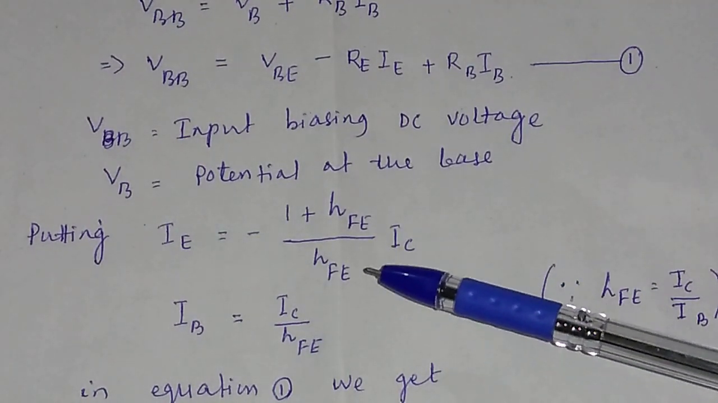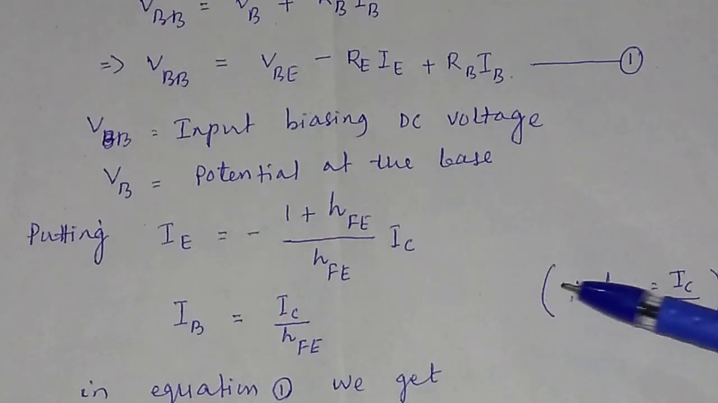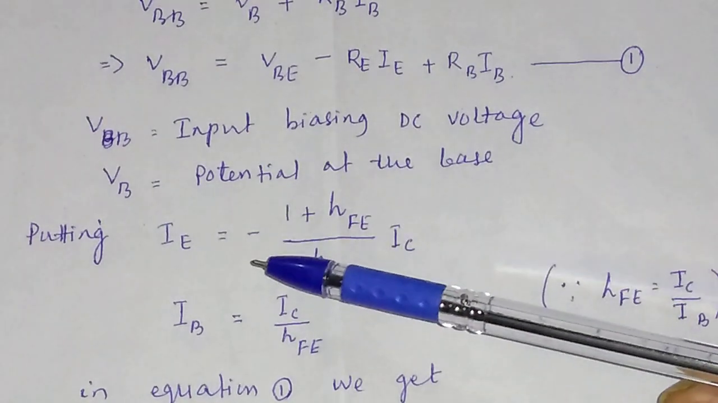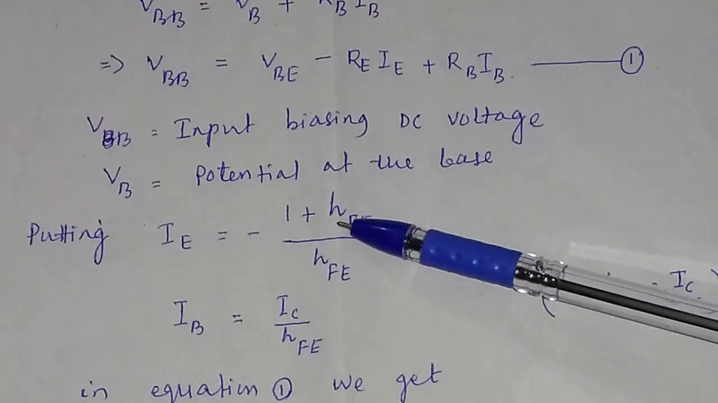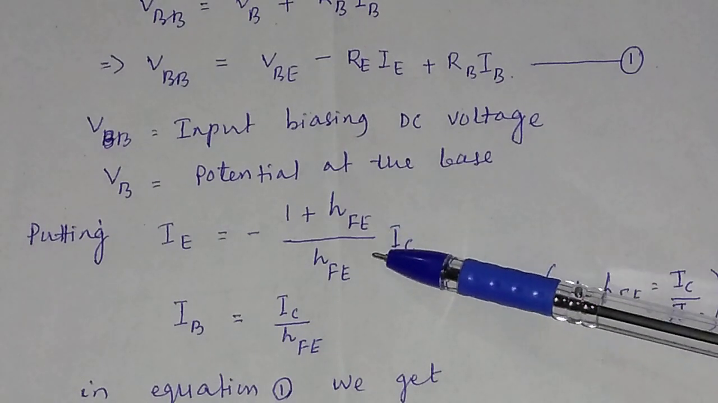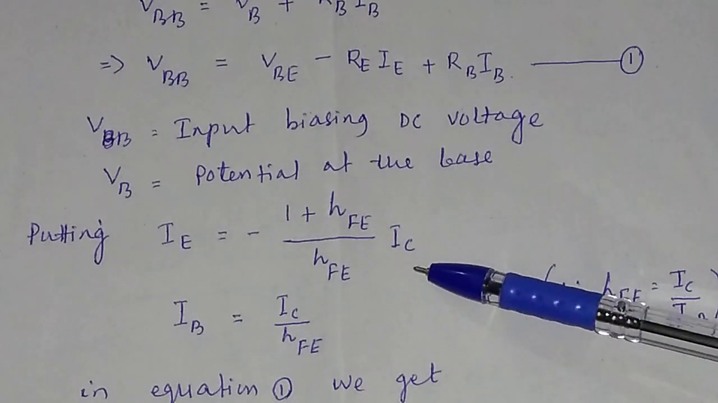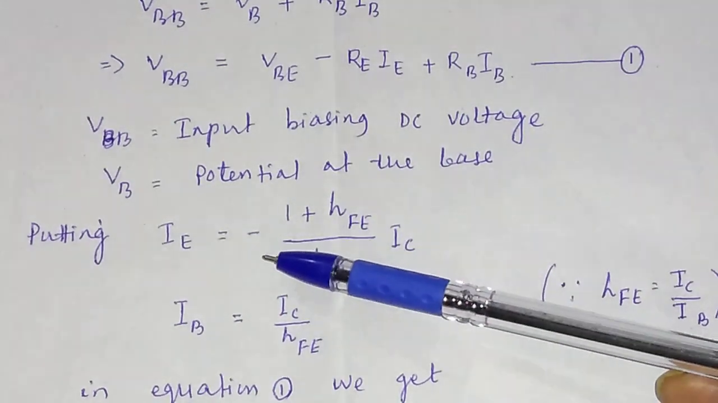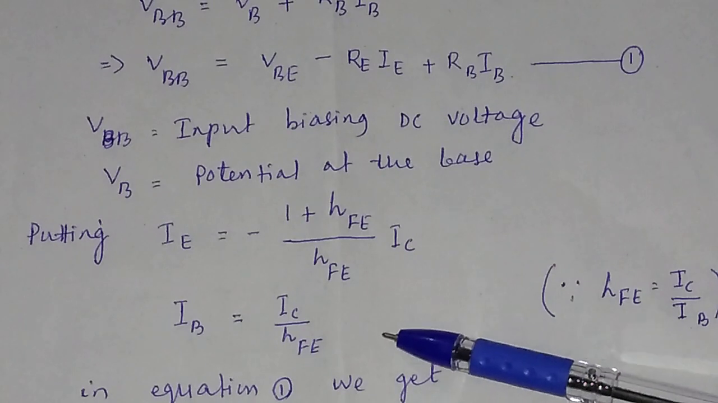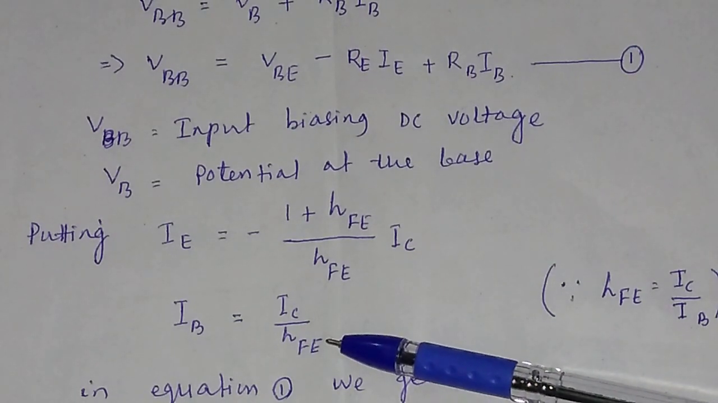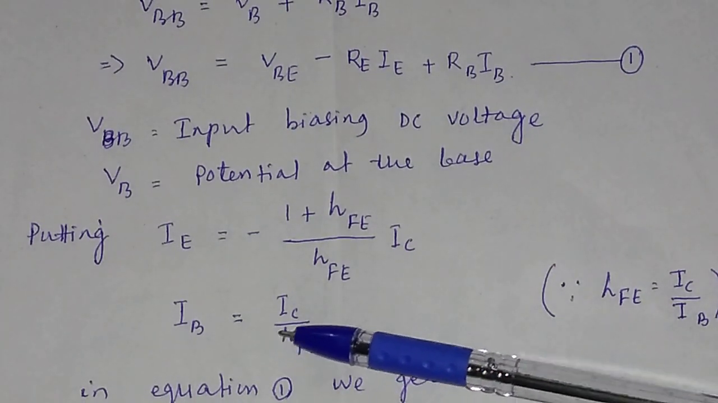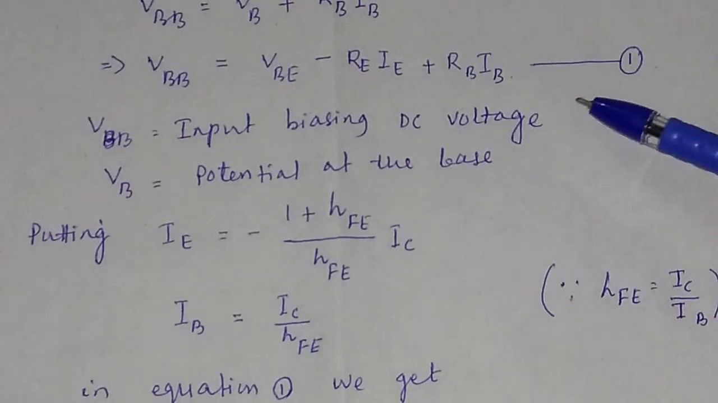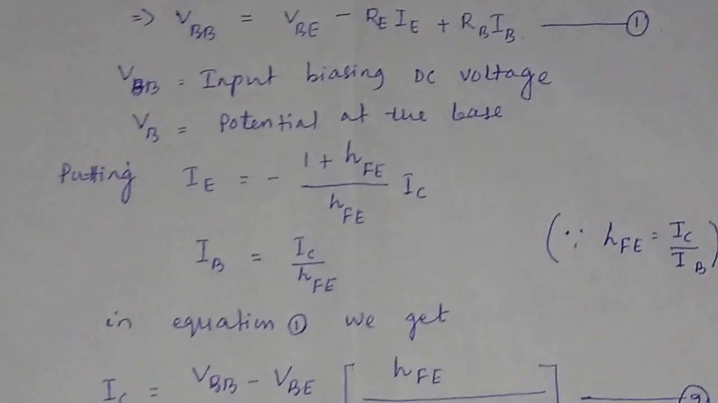I have told you HFE is the forward current gain, that is equal to IC divided by IB. So if you write IE in terms of HFE, then IE will be equal to (1 plus HFE) divided by HFE into IC. If you put HFE here, you will get the value of IC. Similarly, if you put HFE here, you will get IB. And if you put IE and IB in terms of HFE in equation 1, then you will get the following equation.